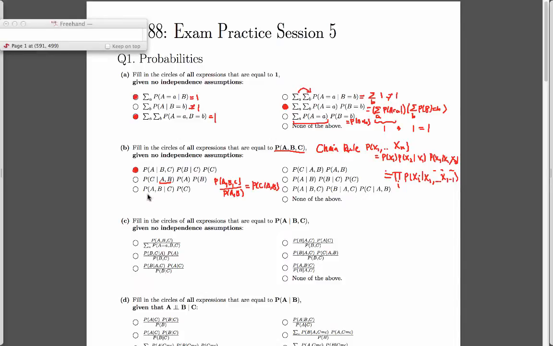This third option is similar to the above, except that the unconditioned variables are a and b, and the conditioned variable is c. And this does obey the law of conditional probability, or the product rule, so this answer is correct.